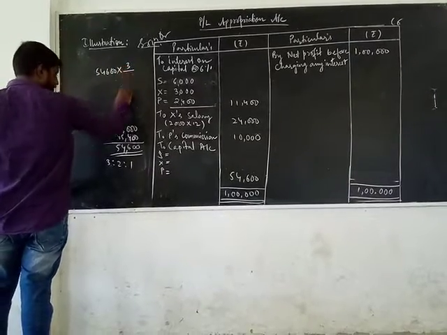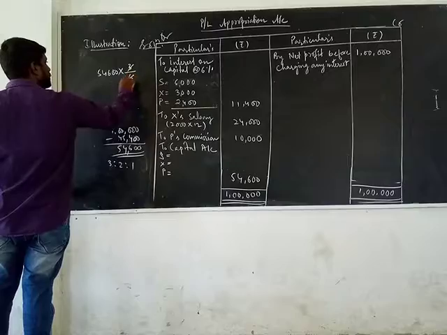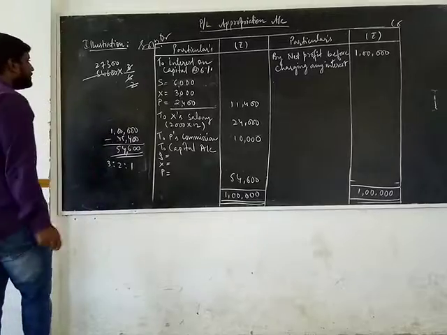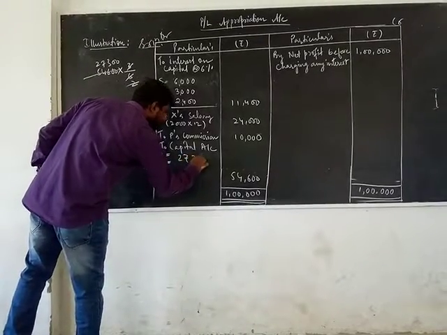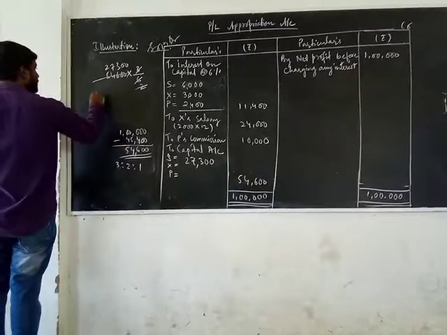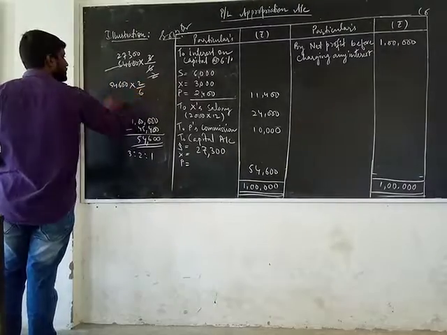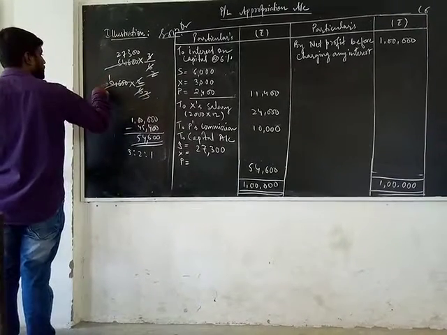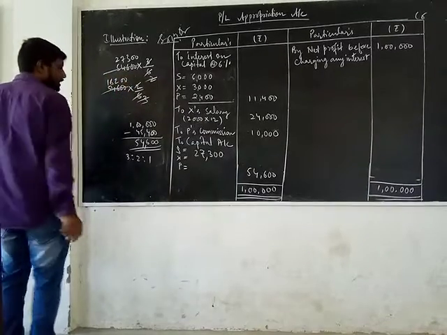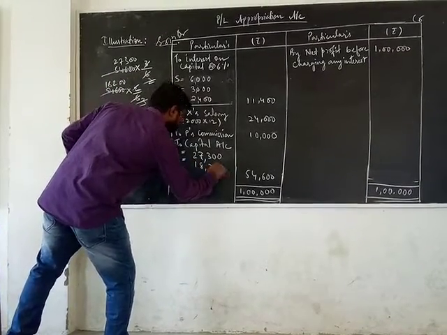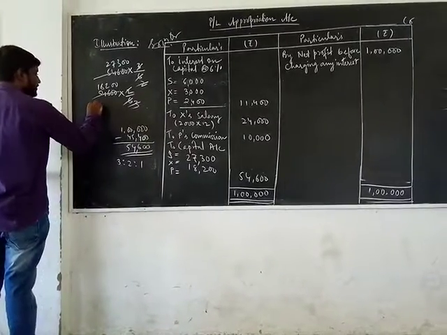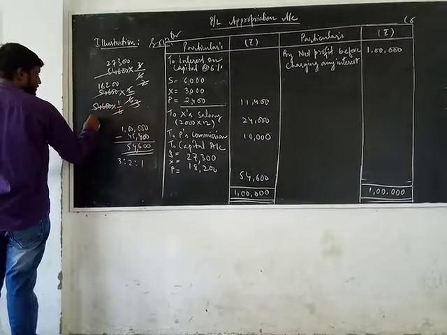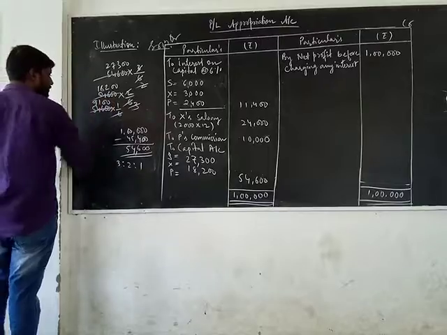Now you disburse it. 54,600 into 3 by the total. How much is the total? 3 plus 2 is 5, plus 1 is 6. So 27,300. Done. Next, 54,600 into 2 by 6, that is 18,200. And the remaining, 54,600 into 1 by 6, is 9,100.